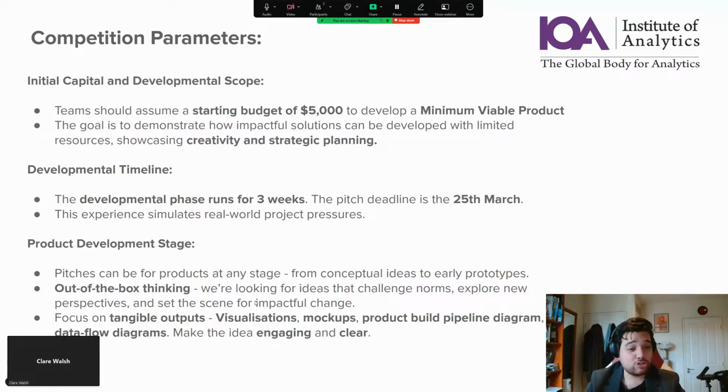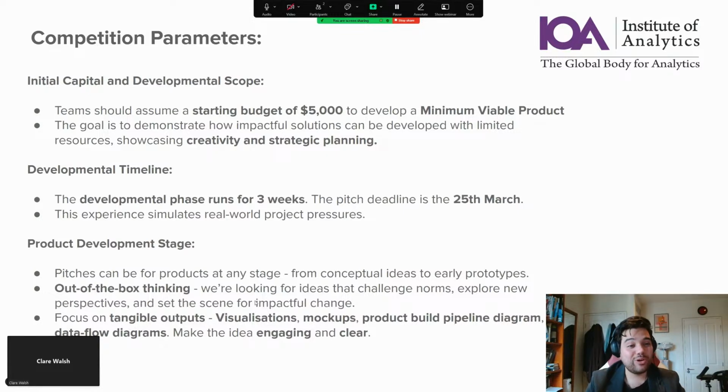But the goal is to demonstrate how you can come up with an impactful solution that can be developed with limited resources. This shows creativity and strategic planning and is the realistic scenario most startups are in. You will see here and there some startups with millions and millions of pounds of funding, but realistically, to be able to pitch a realistic idea that will enter the market, you need to be able to build it with a low amount of capital to start with.